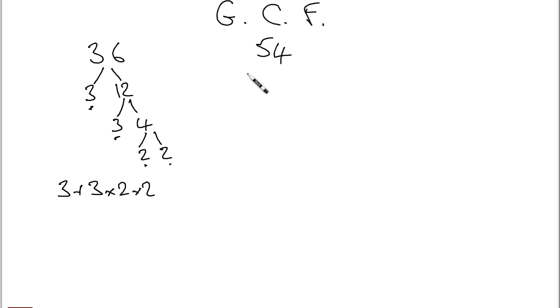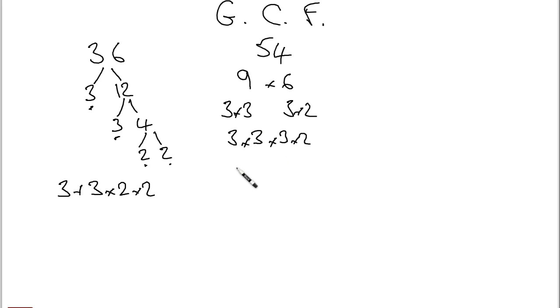54. Well, it's definitely a multiple of 9, so that's 9 times 6. The 9 is made up of 3 times 3. The 6 is made up of 3 times 2. So writing all those out, 3 times 3 times 3 times 2.